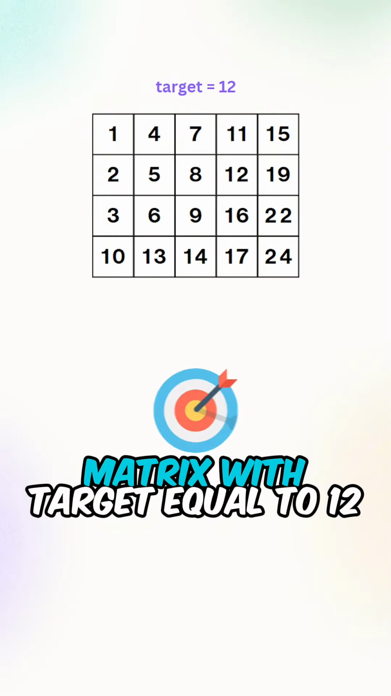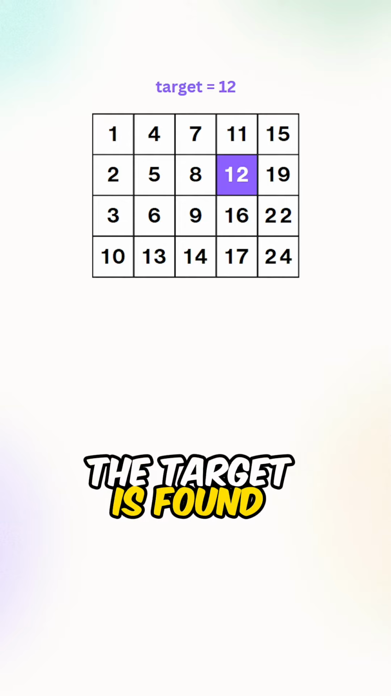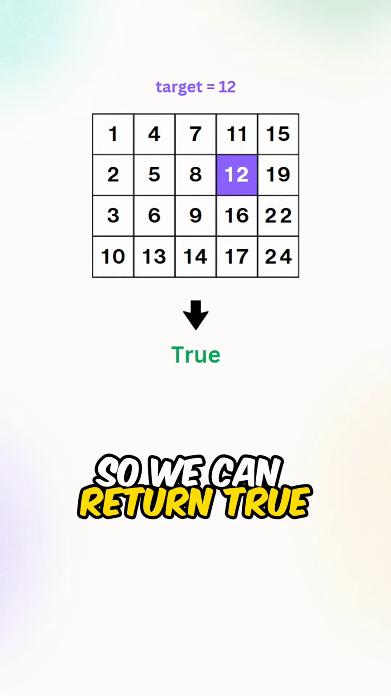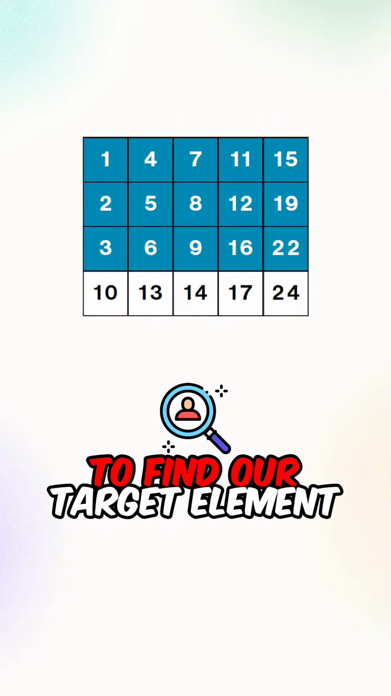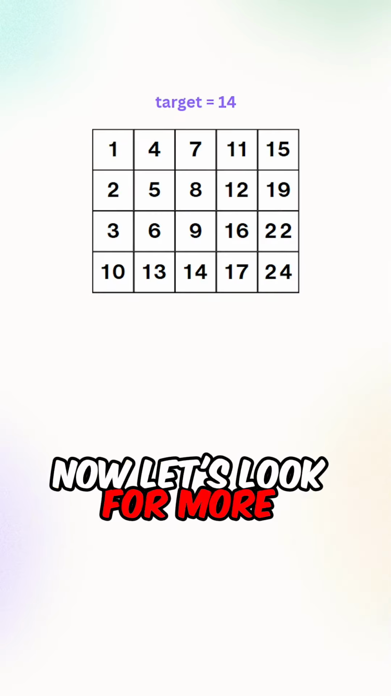Let's say we're given this matrix with target equal to 12. The target is found within the matrix, so we can return true. Let's first go over the brute force approach. We can iterate through the elements row by row to find our target element. Now let's look for a more optimized approach.